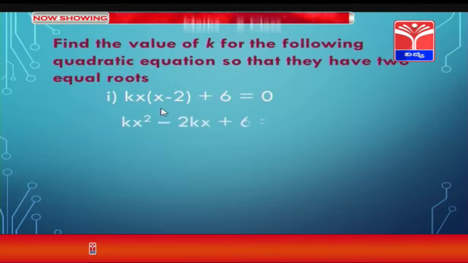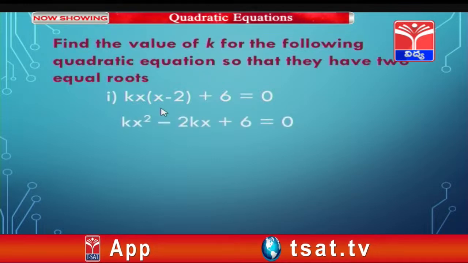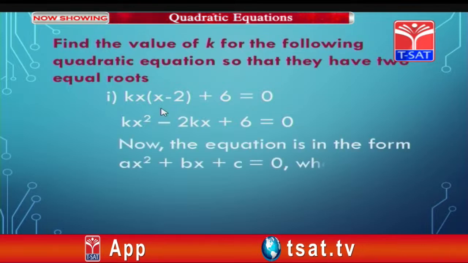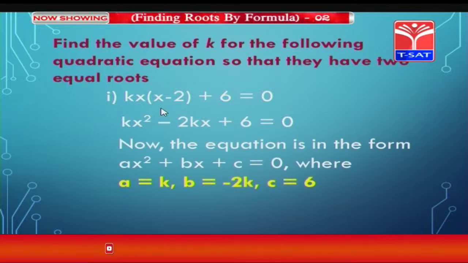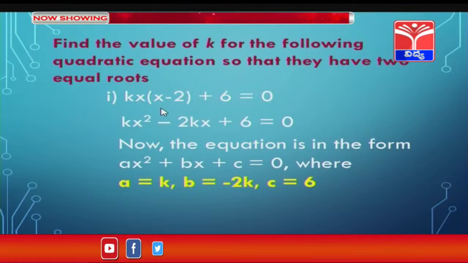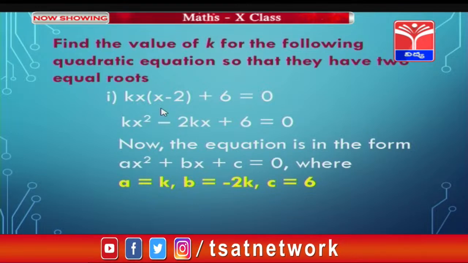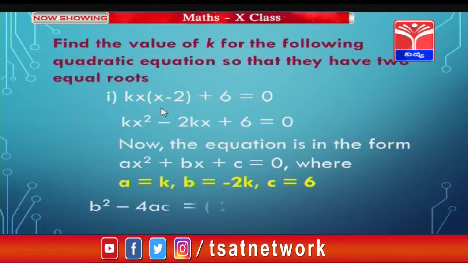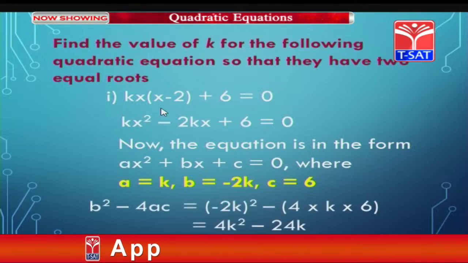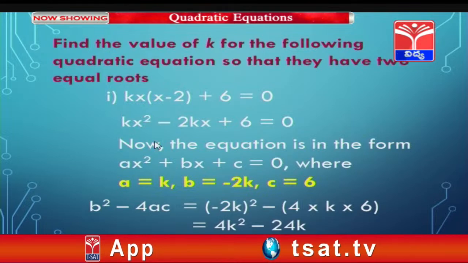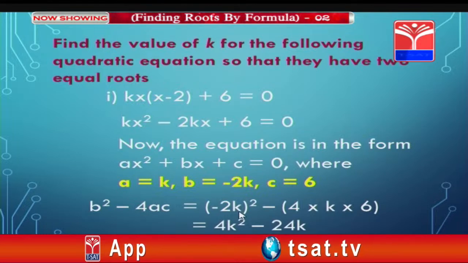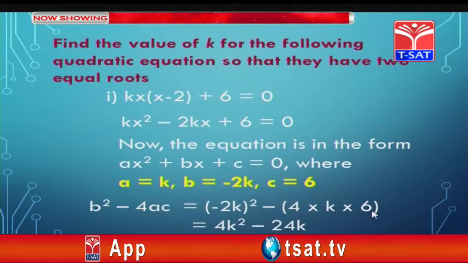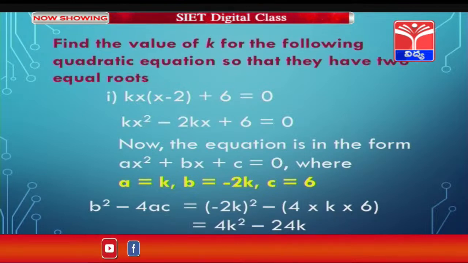What do I get here? kx square minus 2kx plus 6 is equal to 0. Now, the equation is in the form of ax square plus bx plus c is equal to 0, where a is k, b is minus 2k and c is 6. Substituting these values in b square minus 4ac, I get minus 2k whole square minus 4 into k into 6, which is equal to 4k square minus 24k.